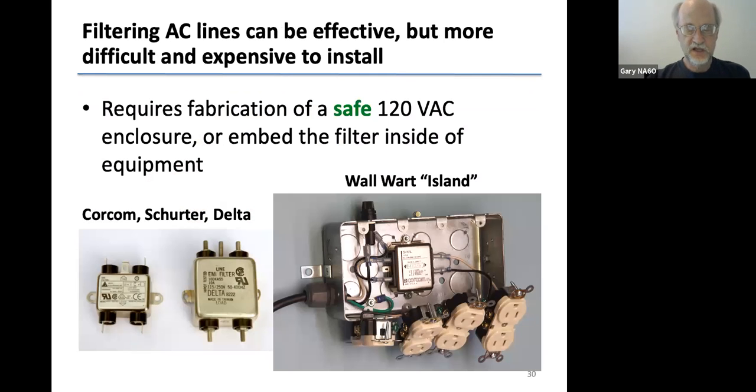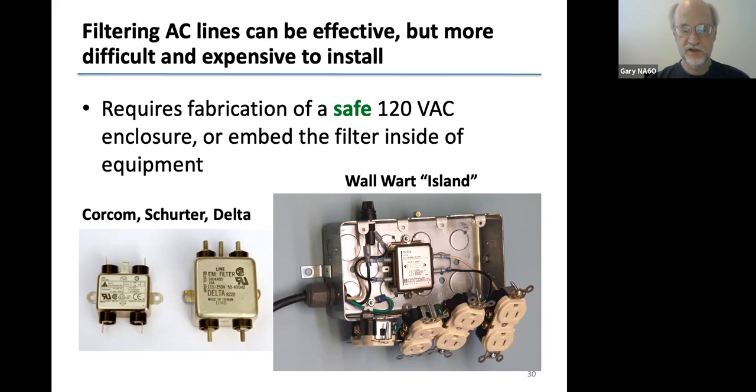So if you want to filter the AC lines, this is where I built my wall-wart island. It can be effective on certain kinds of AC line-borne noise, but it's a little more expensive to install, and it requires the fabrication of an electrically safe 120 volt enclosure, and having the filter embedded inside the equipment. So these are commercial electromagnetic interference filters from a number of well-known international companies. These are designed to reduce especially normal mode, but also common mode noise to some extent.